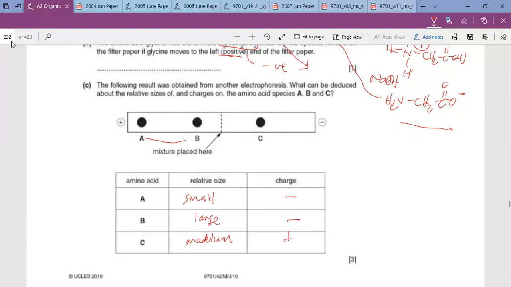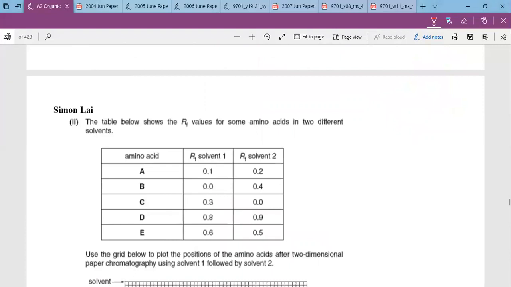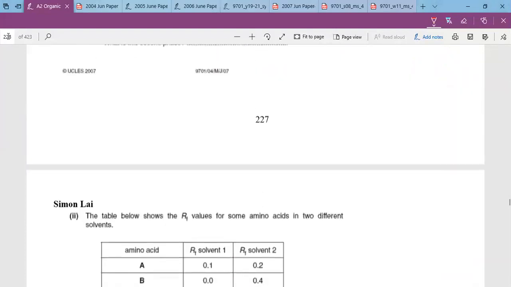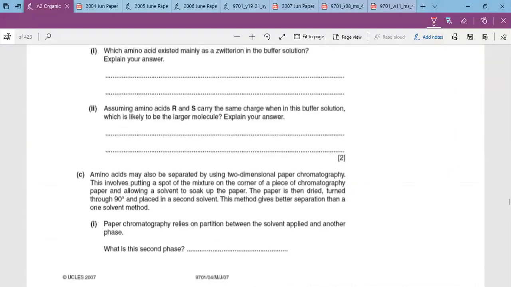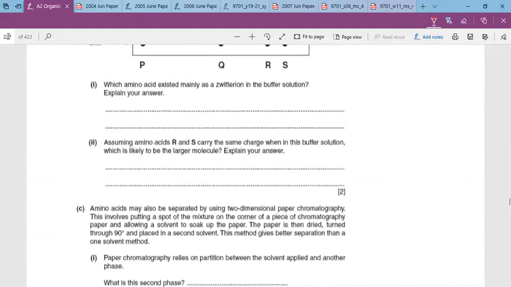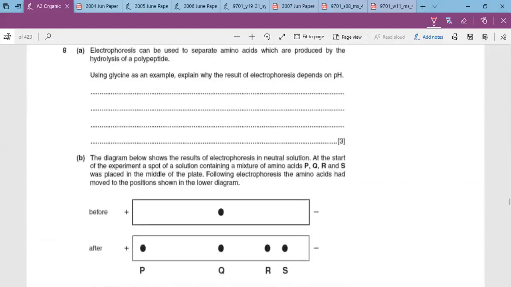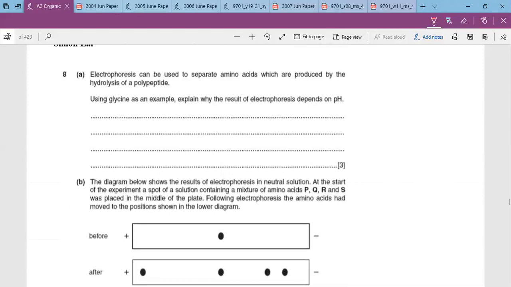Now one more quite good one is 227. Talk about glycine. You can ask in many ways, but if you know your chemistry, no problem. Okay, here on top, you can see here. Try yourself 227.